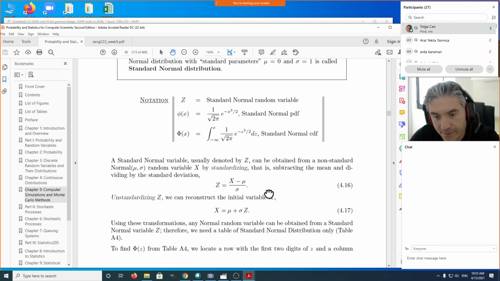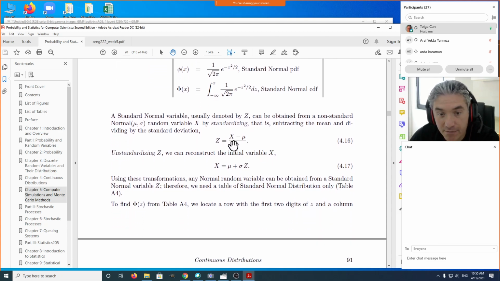And I have stated that any normal random variable X can be standardized by subtracting mu from it and dividing by the standard deviation. Since the standard deviation is a constant, this is a linear transformation. Its expected value, for example, is going to be 0, and the standard deviation of Z is going to be 1.